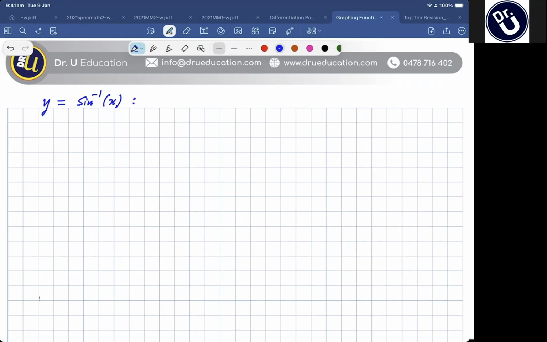Now, we know from composite functions in math methods, sine inverse x, sine inverse sine x is equal to x, right?